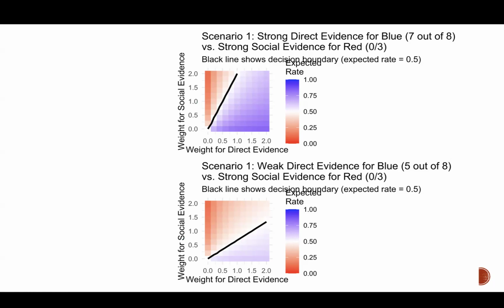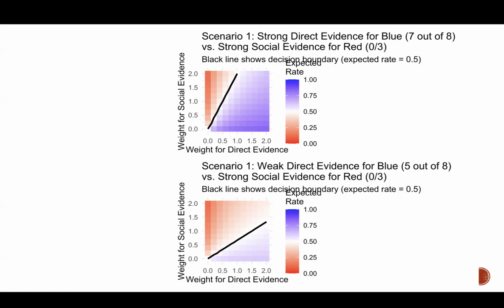0 means that that source of evidence is not given any role at all in the decision. 1 means that that source of evidence is taken at face value, just like in the simple agent. 2 means that that source of evidence is considered as twice as important, as if we had sampled twice as many marbles and gotten the same proportion, right? So we get more confident.